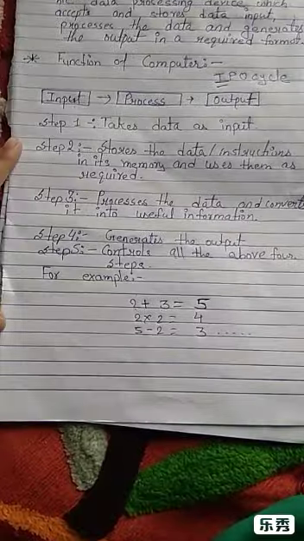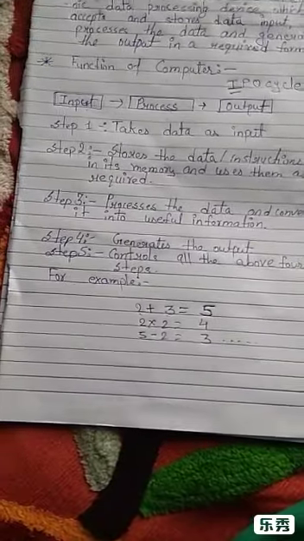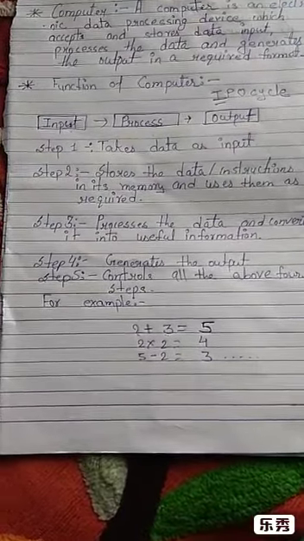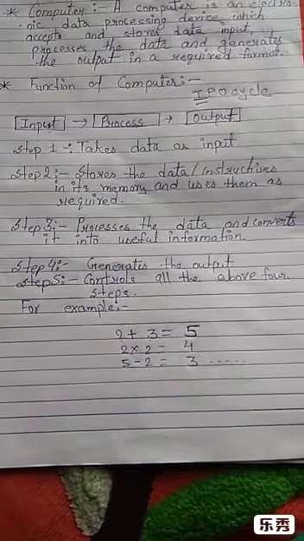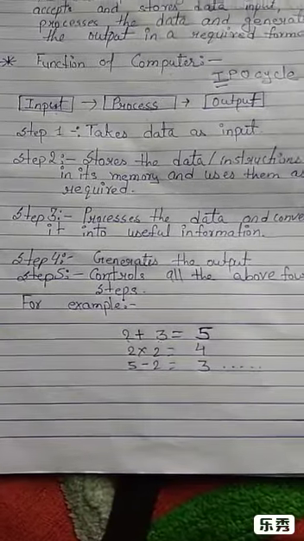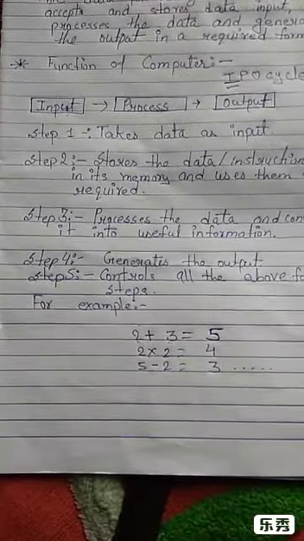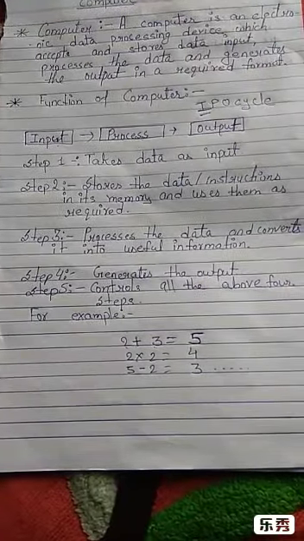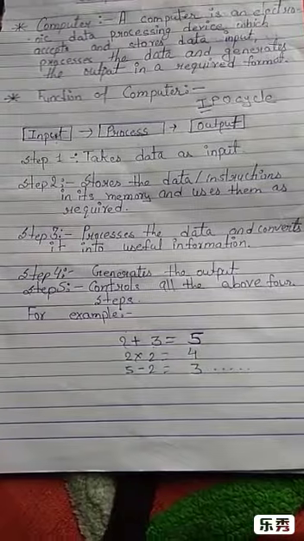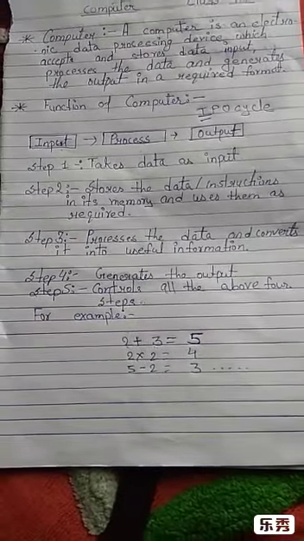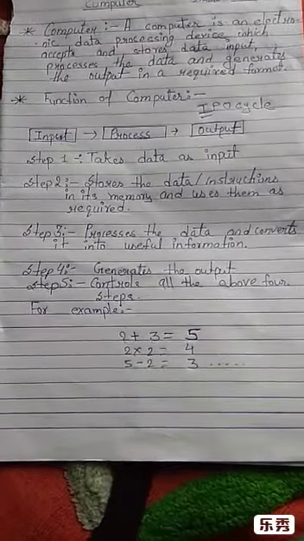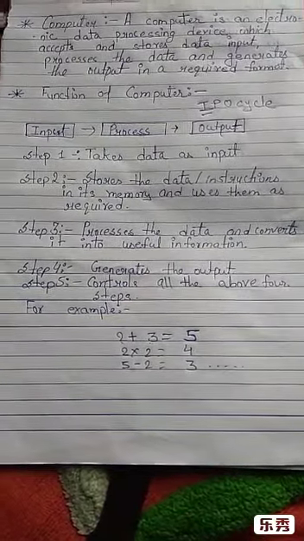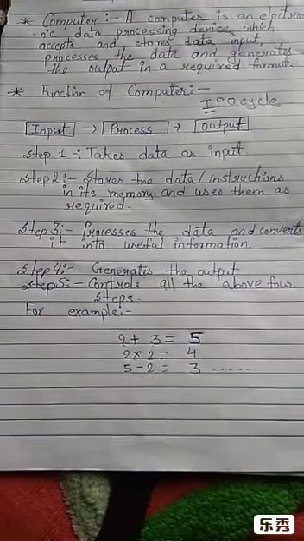Now see, these are the 5 steps of how the computer works. First step is it takes data as input, which we put into the computer. This is input. Step 2, stores the data or instructions in its memory and uses them as required. Third step, processes the data and converts it into useful information. Fourth step, generates the output. And fifth, controls all the above 4 steps in sequence.